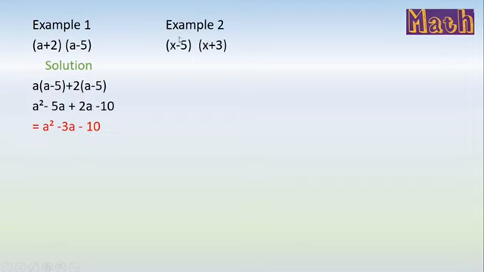Let's take the next practical example. I have x minus 5, then x plus 3. This x will expand x plus 3. Then this minus 5 will also expand x plus 3. So let's see how it goes. I have x times x will give me x squared. Then x times 3 will give me 3x. Then minus 5 times x will give me minus 5x. Then minus 5 times 3 will give me minus 15.